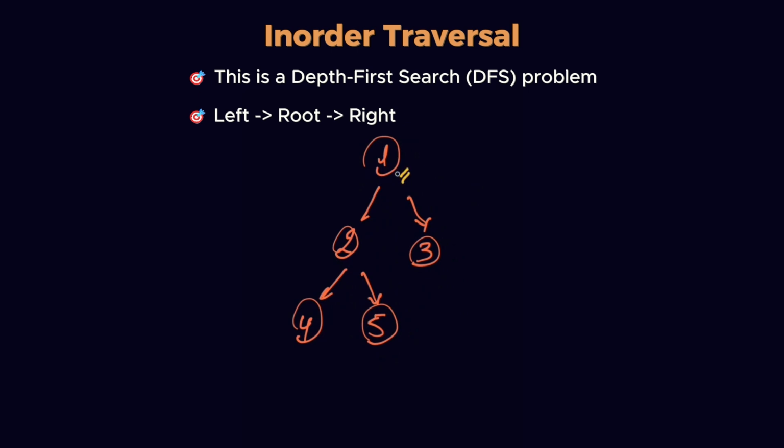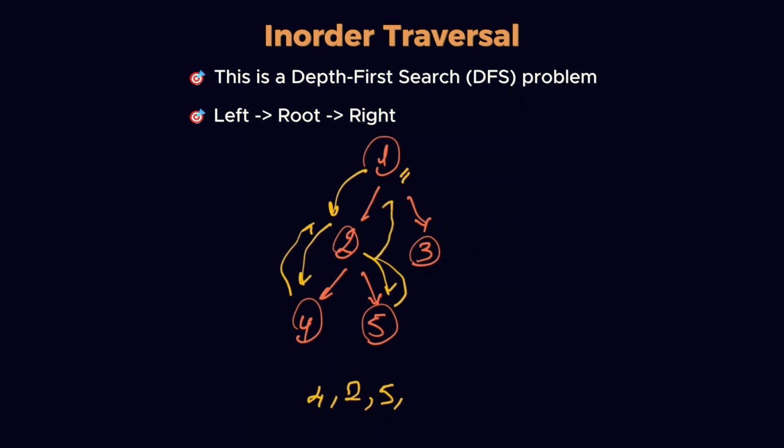Start at root node 1. We don't visit it yet. In-order says go left first, so we move to node 2. Again, we follow the rule, go left first. Move to 4. 4 has no left child. We visit it. Back to node 2. Left of 2 is done, so we visit node 2. Go right of 2, node 5. Node 5 has no children, so we simply visit it.